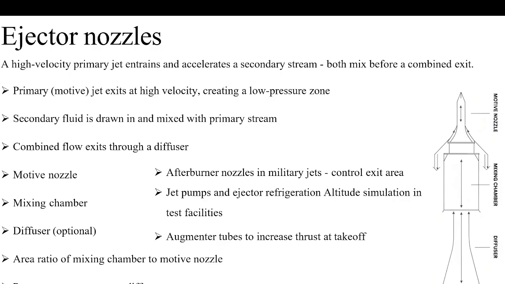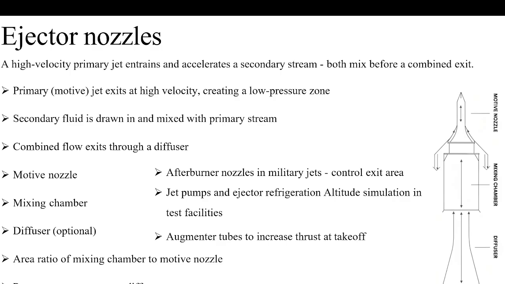So as I mentioned, afterburner nozzles in the military jets, where in the jet engines you will be using the afterburner. Jet pumps, ejector refrigeration, altitude simulation, test facility. Augmentation: already you know the methods of thrust augmentation, where we talked about the different kinds. One is the afterburner, another one is water injection, next one is fuel injection. Those cases can be achieved with the secondary fuel injection system or the additional combustion chamber, which we call the ducted engine in the rocket cases.